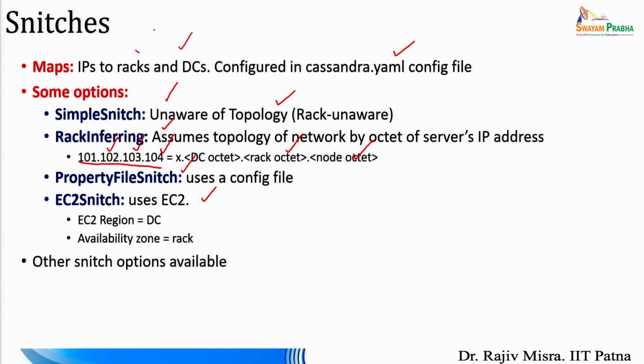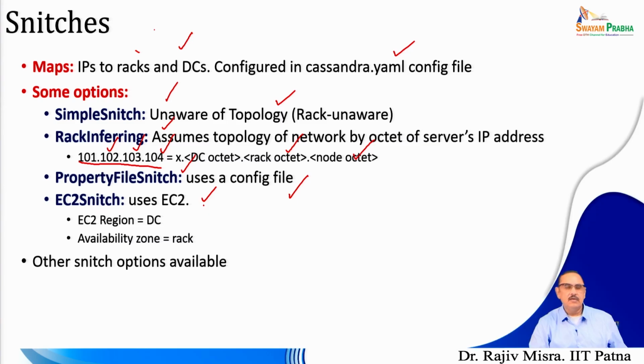So, IP to the rack and the data center. So, given an IP, if it is a rack inferring, you can infer which data center, which rack and which node will be identified. Similarly, property file snitch uses the configuration file. EC2 snitch uses EC2 instance, which you have seen in Amazon AWS.